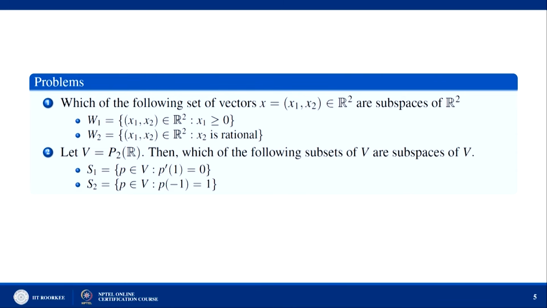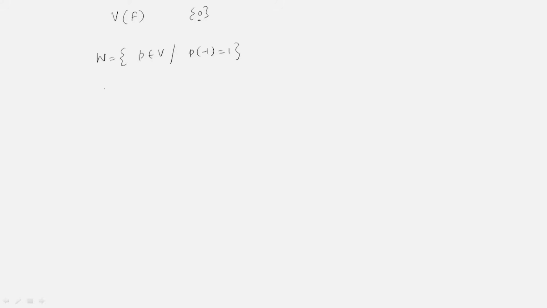So, that means the zero polynomial is not there, that means the additive identity is not in S2, and hence we can say that this is not a subspace of this vector space V. Or the other way out is, you take two polynomials.